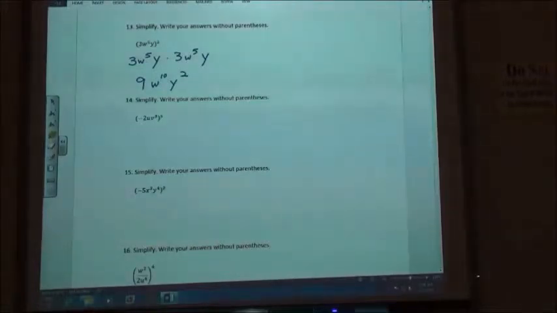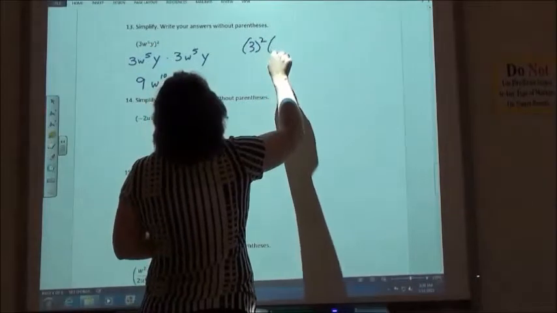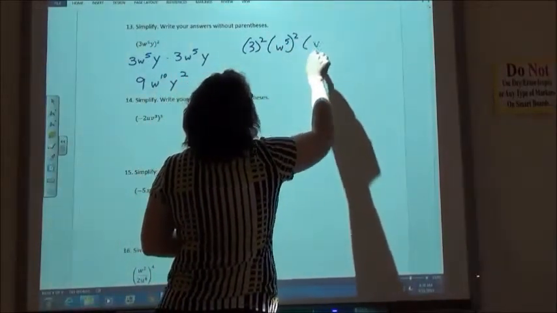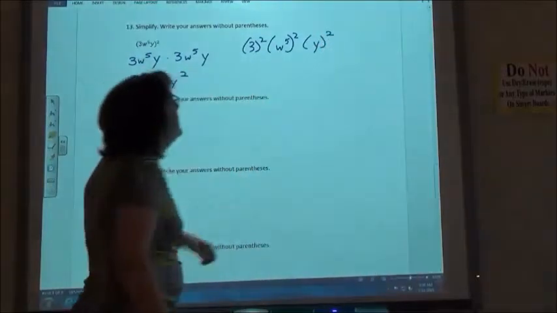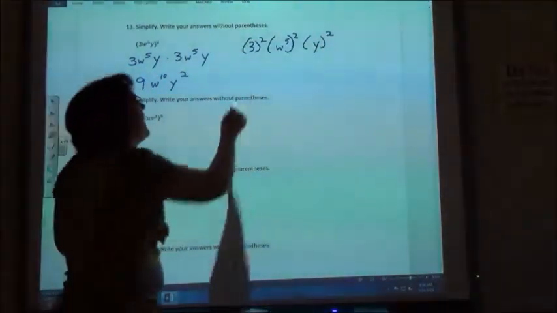If I use my shortcut, I'm going to do this. I'm going to take the 3 and square it, I'm going to take my w to the fifth and square it, and I'm going to take my y and square it. 3 squared, I do the normal way, 3 times 3 is 9.